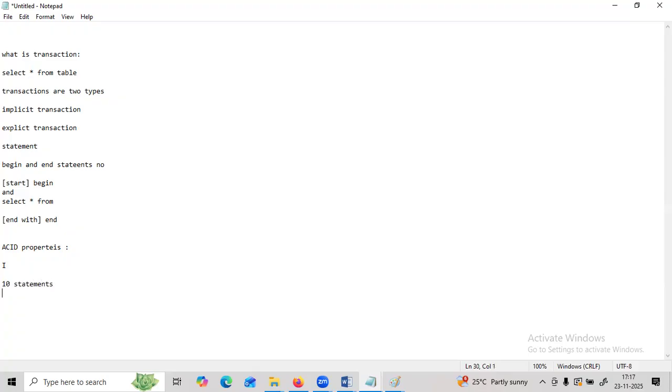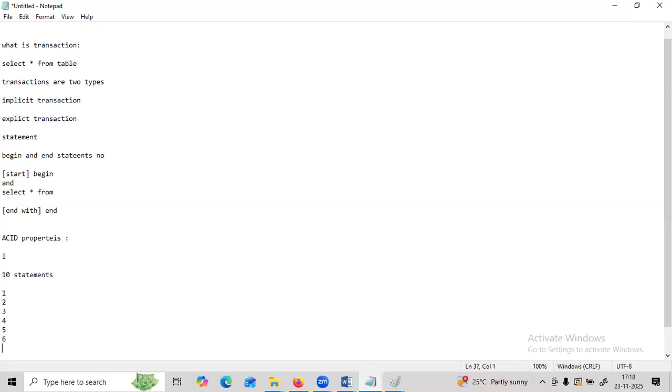So while executing the 10 statements, it has to execute all 10 statements, or it has to roll back, like a rollback. What does that mean? While executing the transactions, 1, 2, 3, 4, 5, 6, I will take 7. Instead of 10, I will take 7. I have 7 statements, and these 7 statements I have to execute. Then I have to provide the output, or it has to store the data.